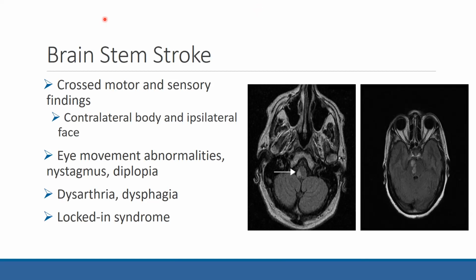You might also see eye movement abnormalities, dysarthria, so slurred speech, dysphagia, difficulty swallowing, and at its worst, you may have what's called locked-in syndrome. So this is preservation of your cortex, so you can think, you can remember, but you've got complete loss of motor function. So you can't really engage with your environment, but you can still perceive and think and all of that. So again, at its worst, that's what a brainstem stroke can result in.